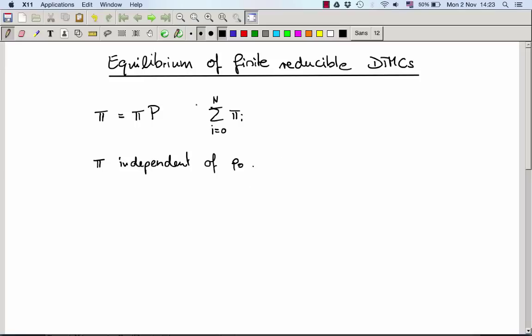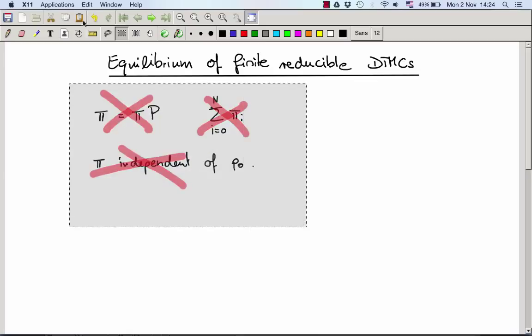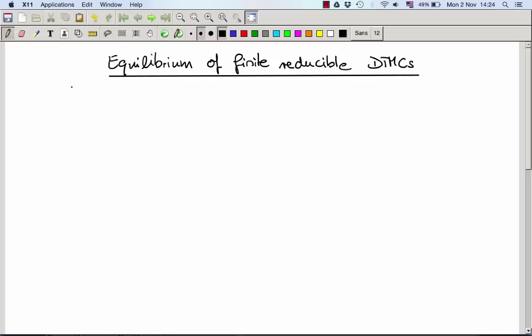And now for the reducible case, this one doesn't work anymore, and this is also no longer true. So we have a dependence on the initial distribution, and we have to analyze the underlying graph. So the first thing we need here is to formally define what a bottom strongly connected component is.